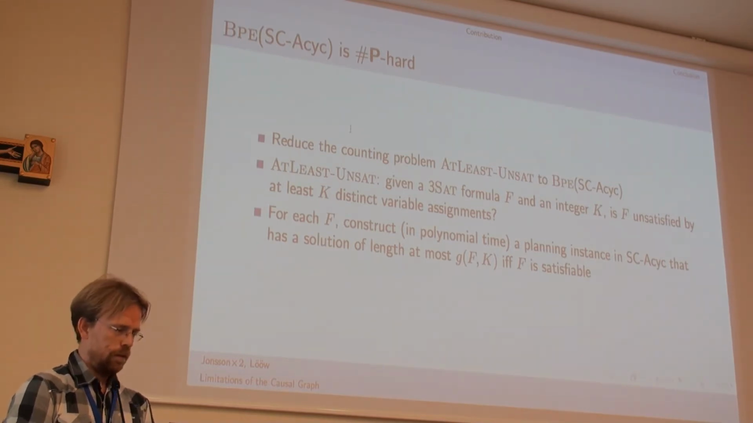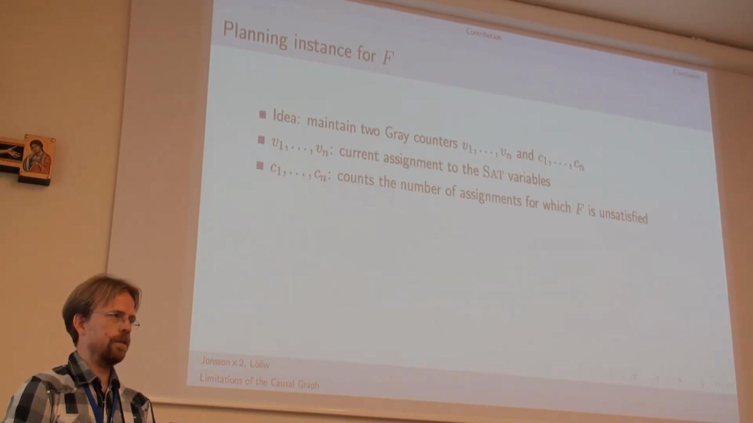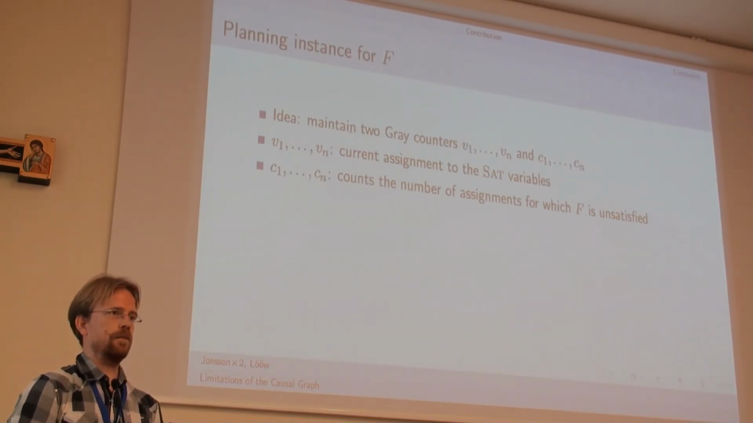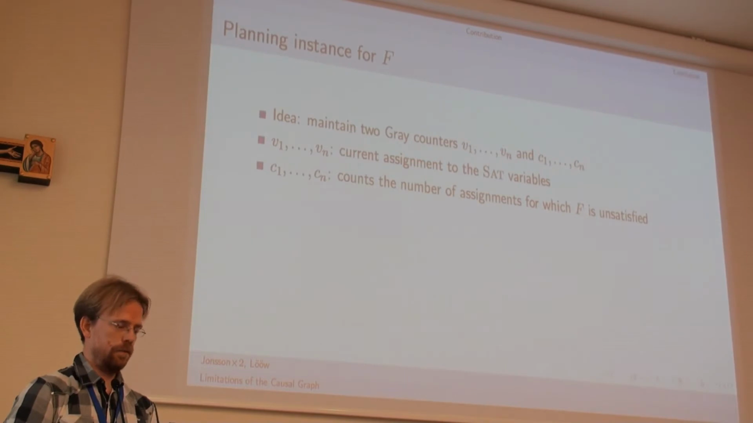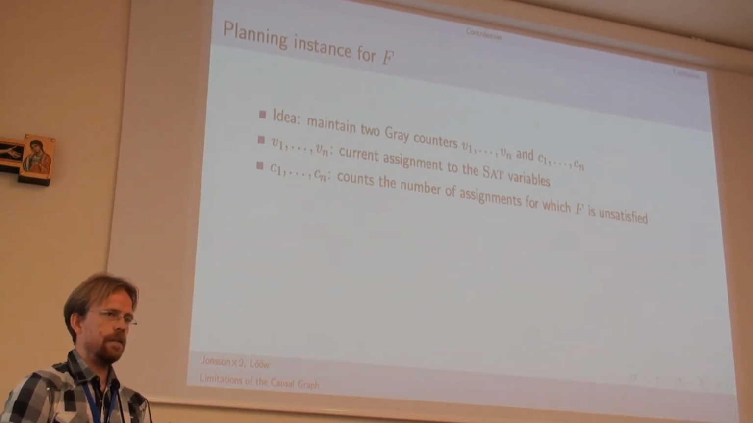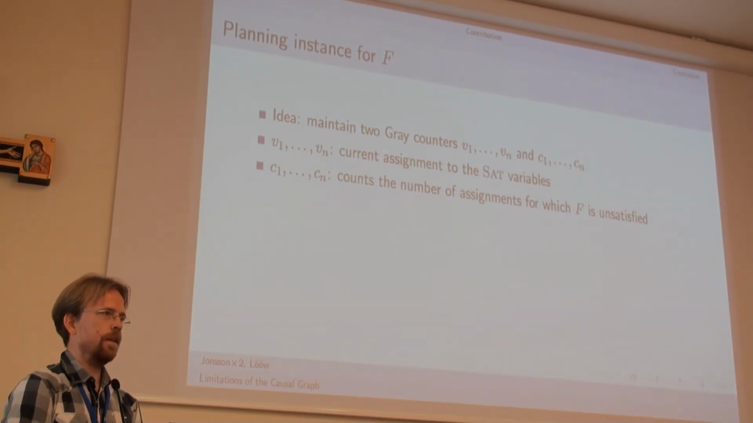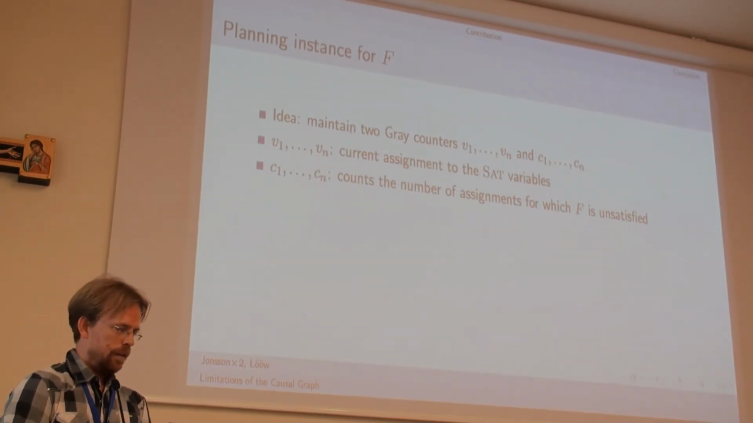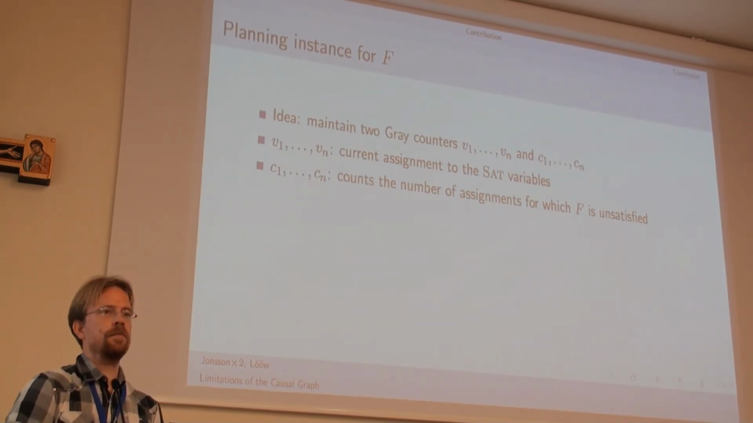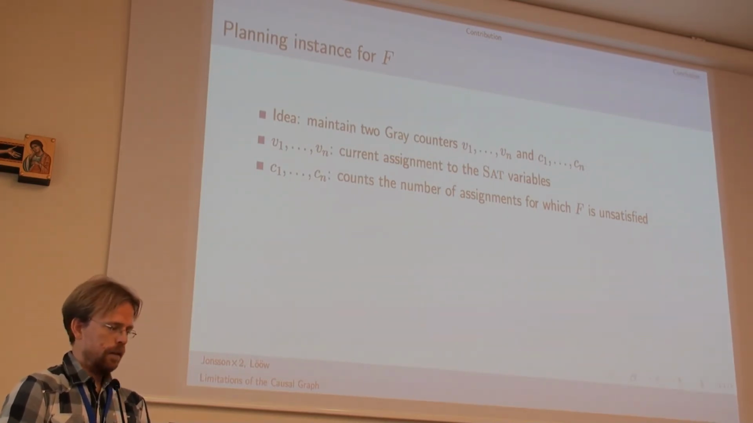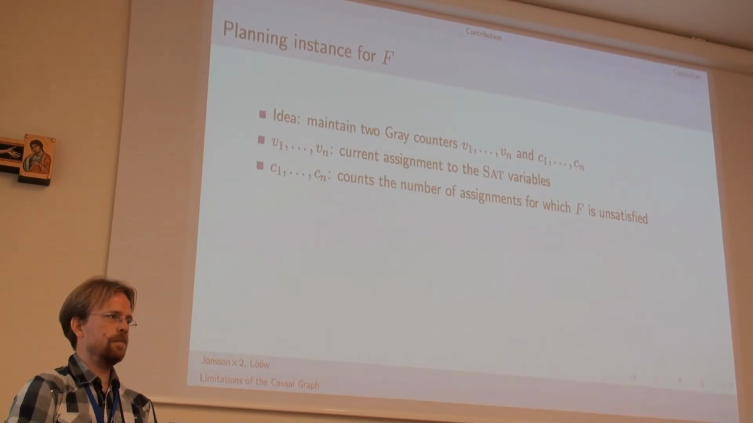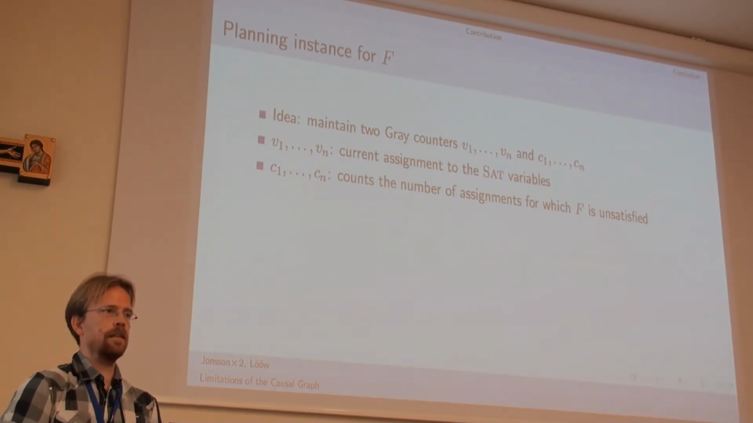Again, I'm going to try to give you an intuition of how this reduction works, but not present the full reduction. The idea here is to maintain two Gray counters, essentially V and C. The counter V represents the current assignment to the variables of the formula. And the counter C counts the number of assignments that we've seen so far that are unsatisfied.